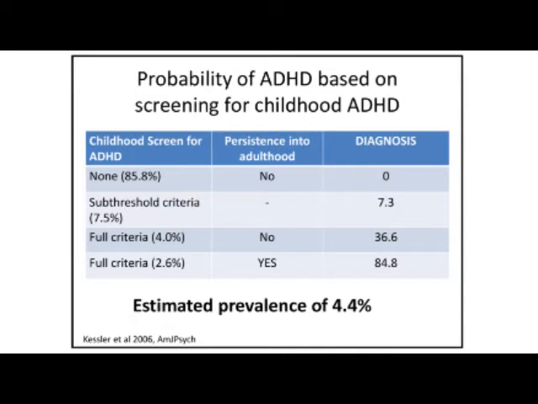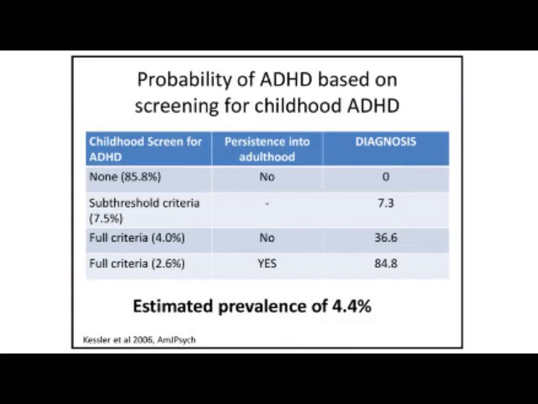A paper that's often reported in terms of the prevalence in adults is the Kessler study, which was basically a national survey of all psychiatric disorders, including ADHD. And the way they did it is they did a screen for ADHD, and then they asked whether, if you had any of these ADHD symptoms as a child, did it persist into adulthood? And so that was all the data they had.